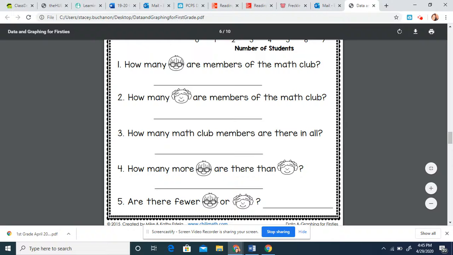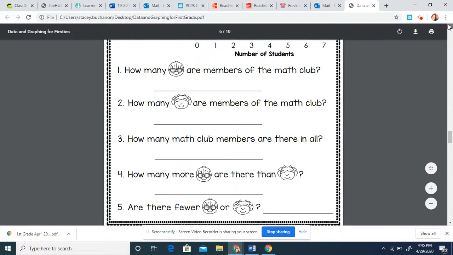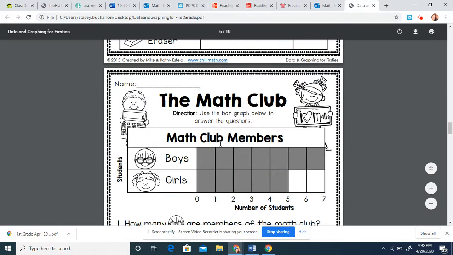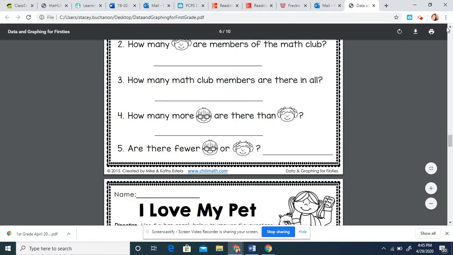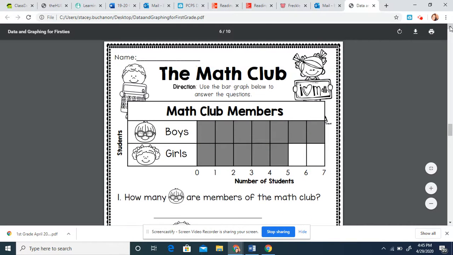Are there fewer boys or girls? Look at the picture. Are there less? Fewer means less. Are there less girls or less boys in the math club? If you said girls, you were right. So that's the last question on our bar graph.